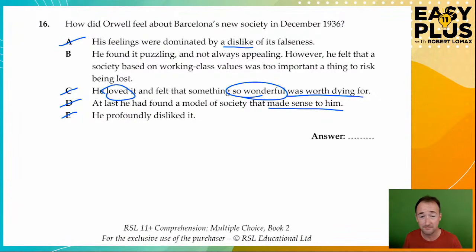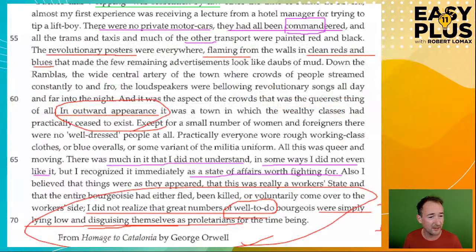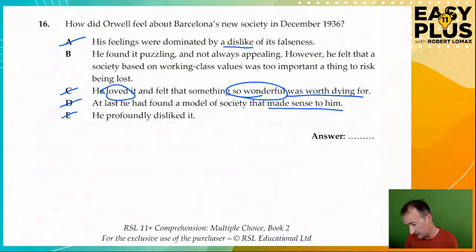We're left with option B. He found it puzzling and not always appealing. Okay, puzzling, not always appealing. Much I didn't understand, some ways did not even like it. Yep, those two definitely match. He felt that a society based on working class values was too important a thing to risk being lost.